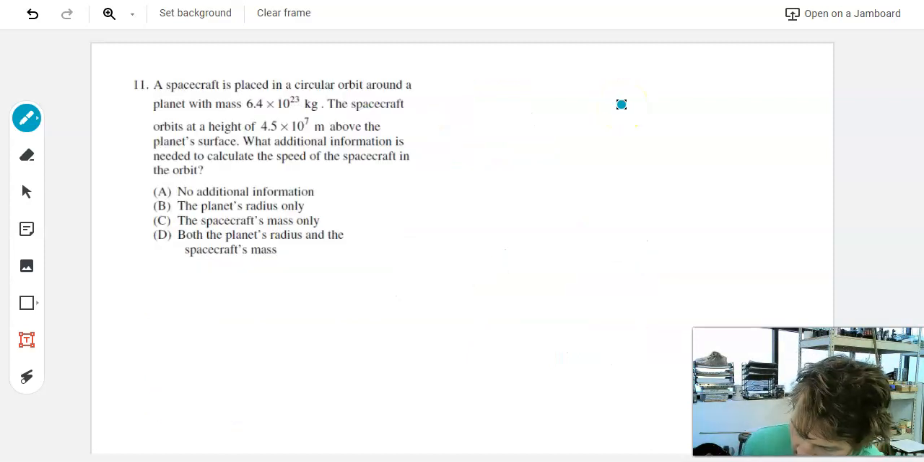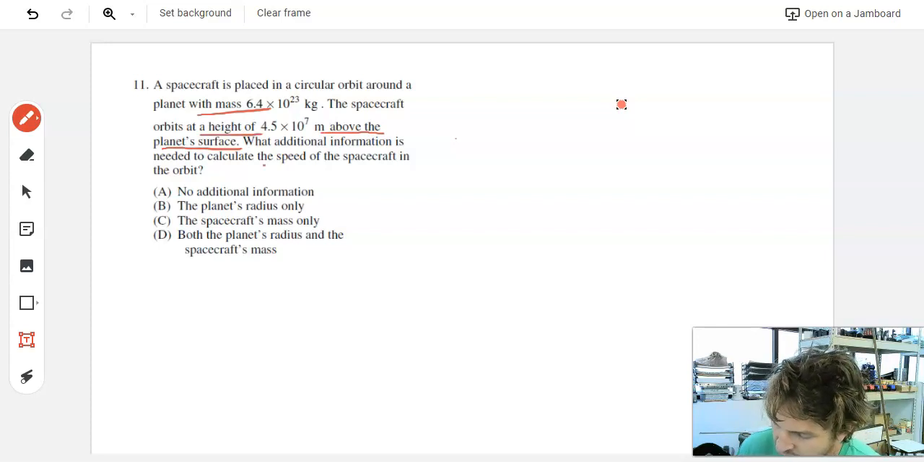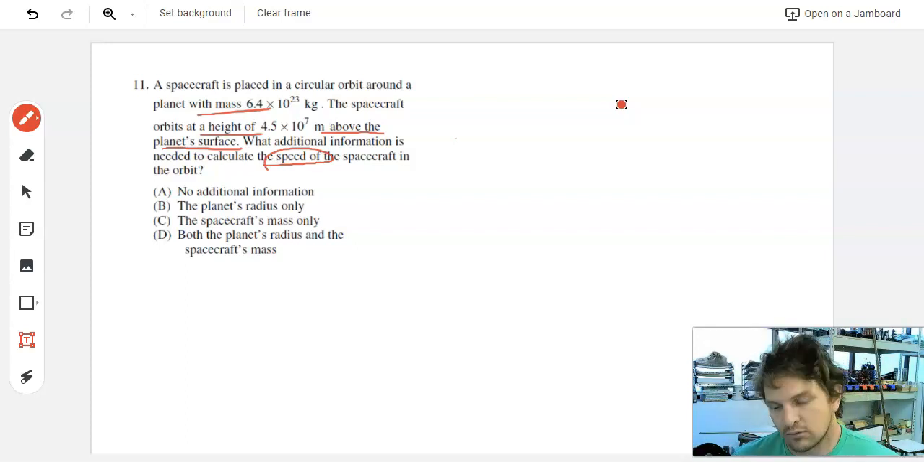All right, number 11. We have a spacecraft just placed in orbit. We have a mass. We have a height above the surface. What else would you need to calculate the speed? So if you don't remember this, that's all right. But to get the speed of something in orbit, right, we would need a couple things.